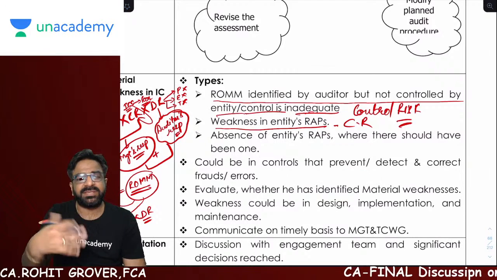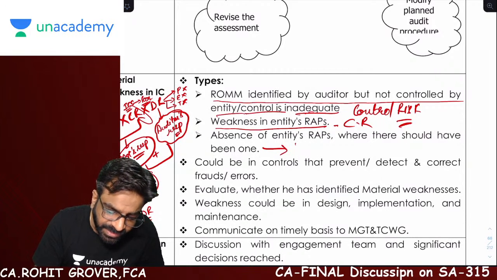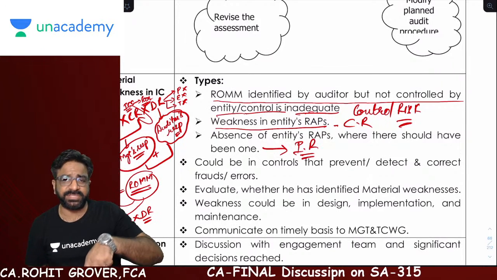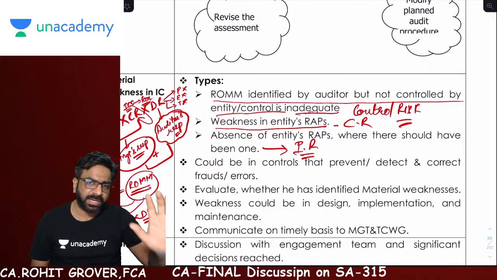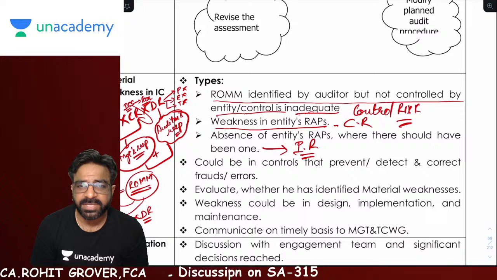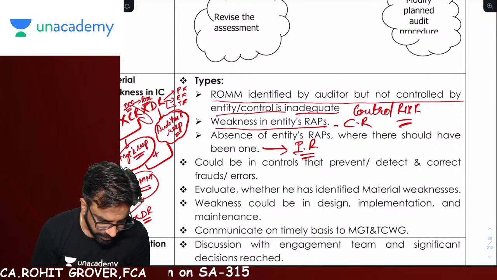Absence of the entity's risk assessment procedures where there should have been one, then it is a case of inherent risk, because they should have risk assessment procedures, but the risk assessment procedures are completely absent. Then in that case, it is a case of what? Inherent risk.